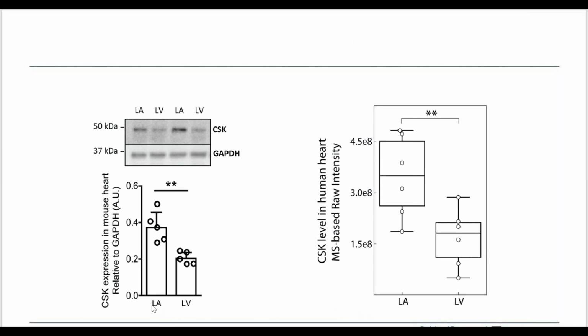In both categories, CSK was more represented in the left atrium compared to the left ventricle in mice, and that finding was similar in humans as well. So that would answer our question about why left atrial dilation is noted while the left ventricle size and function are preserved. That also tells us this is probably why we have atrial fibrillation, not ventricular fibrillation. Due to the CSK expression in the atrium, it's more likely to cause atrial fibrillation than ventricular fibrillation.